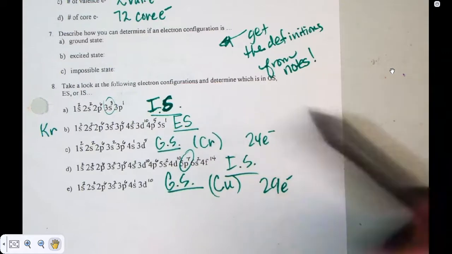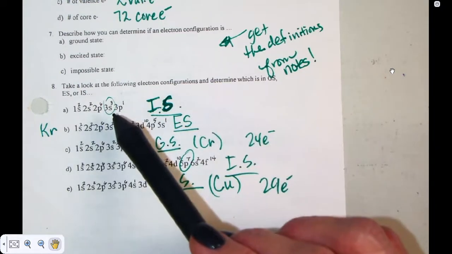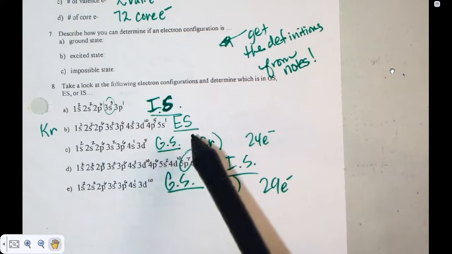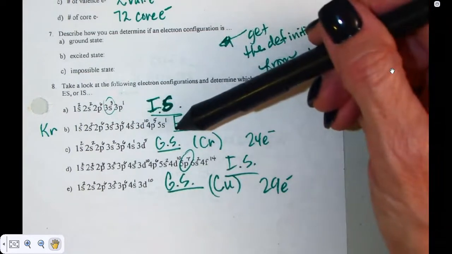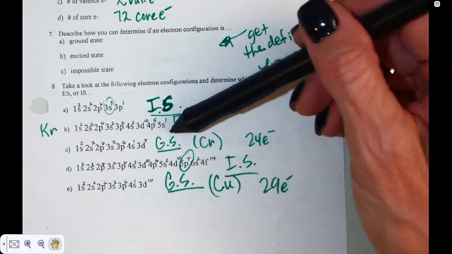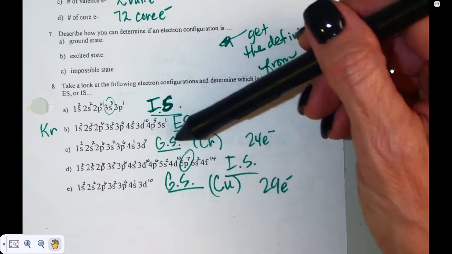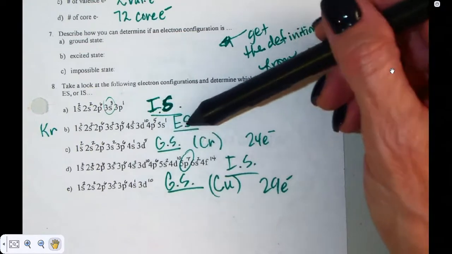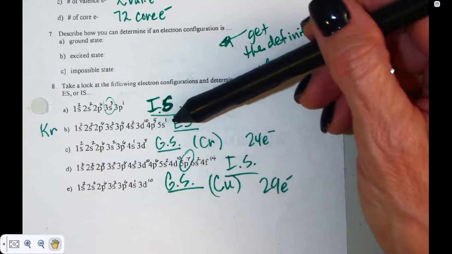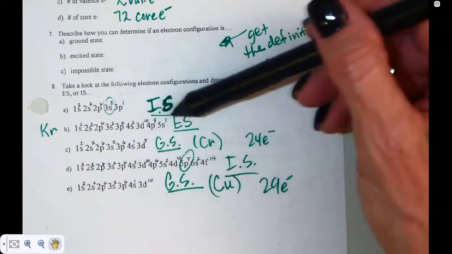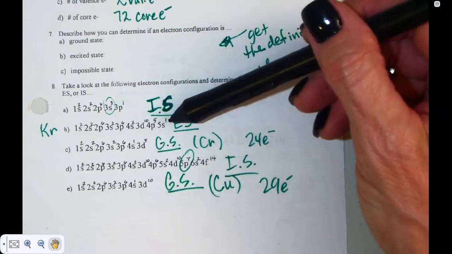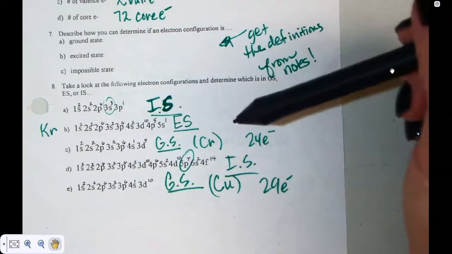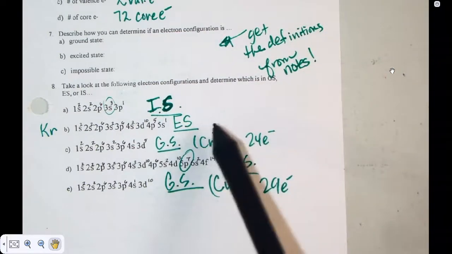8A is impossible because you can never have a 3s3. 8B was excited. If you add your electrons up, for krypton I got a total of 36. And the problem is krypton normally would end in a 4p6, but what happened is the electron prematurely got jolted up to the next higher energy level. It will eventually fall back down. This is temporary, but it's excited.